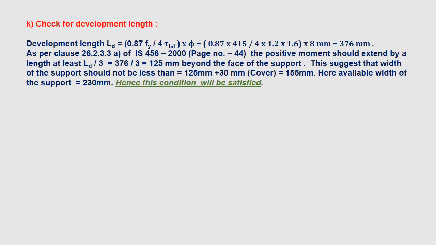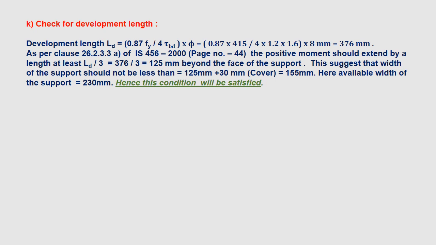Now we shall check development length required. As per IS 456 page number 44, the positive moment reinforcement should extend by a length at least Ld by 3 beyond the face of the support. So first we calculate the Ld equal to 0.87 Fy phi by 4 tau bd.